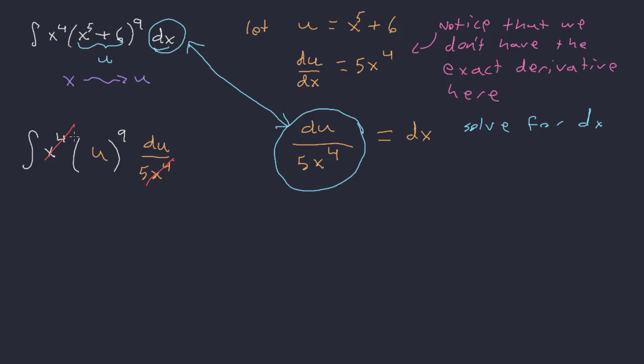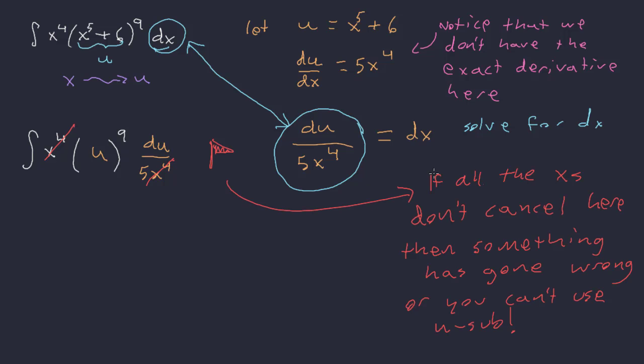Now, here is your, I'm going to even draw it, here's your red flag step. If these things don't cancel, you've done something wrong, or you can't use u-substitution. So that is your red flag step. We have no red flags right now because I can actually rewrite this now as the integral of, I'm going to move this 1/5 here, 1/5 u to the 9th du.